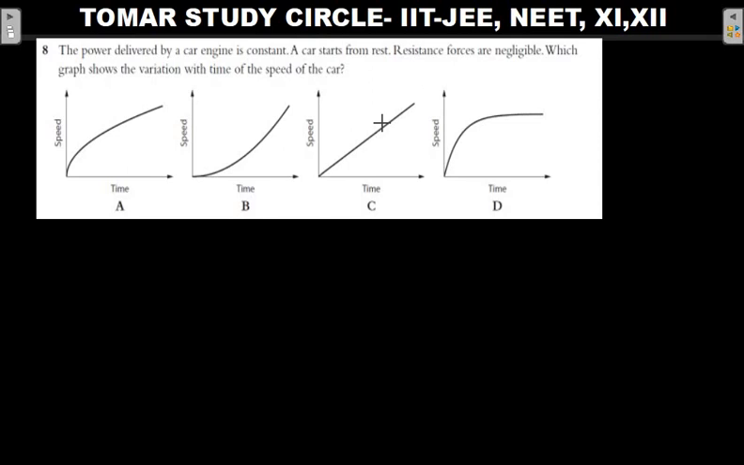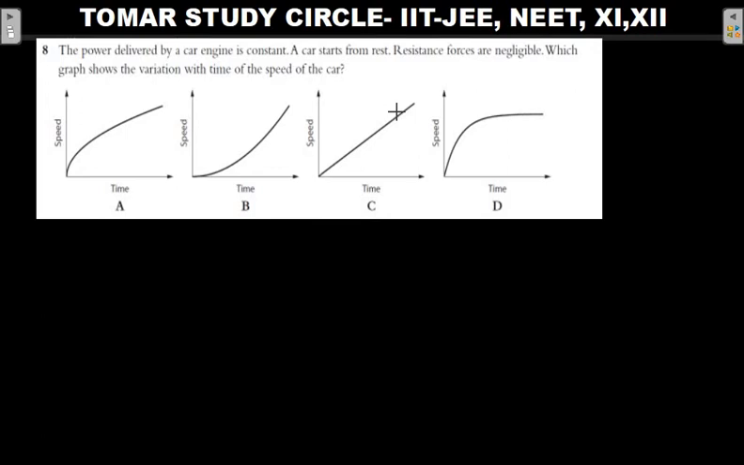The next question is question number 8. The power delivered by a car engine is a constant. A car starts from rest, so the initial speed of the car is 0. Resistance forces are negligible. Which graph shows the variation with time of the speed of the car?